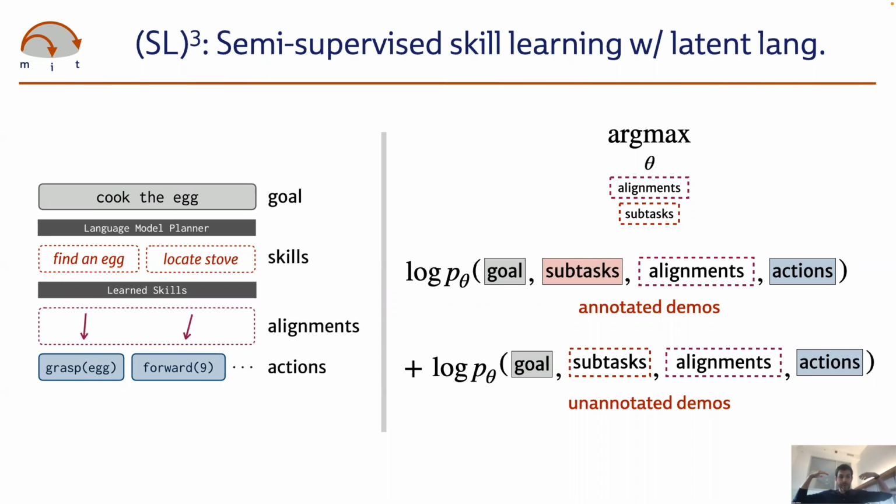And so we have two neural networks that are just sequence-to-sequence language models. One is trying to generate subtasks from goals. One of them is trying to generate low-level actions from subtask descriptions. And we're just finding parameters of those models jointly with all these other latent variables that maximize the complete likelihood.